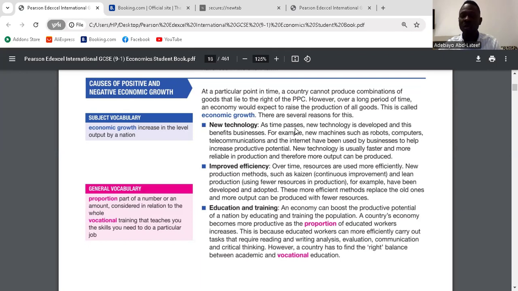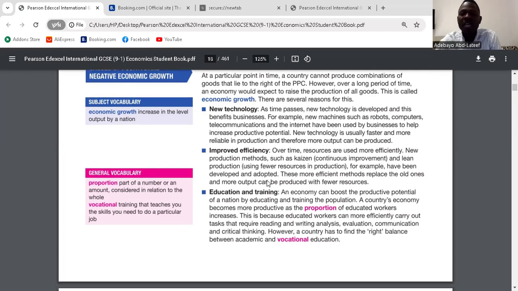Increase in output. One of the reasons why we could have economic growth is through technology. When we talk about technology, we're talking about advancement in technology. With advancement and improvement in technology, things will be done better, faster. So that will increase output immediately, automatically. Is it clear? Yes.